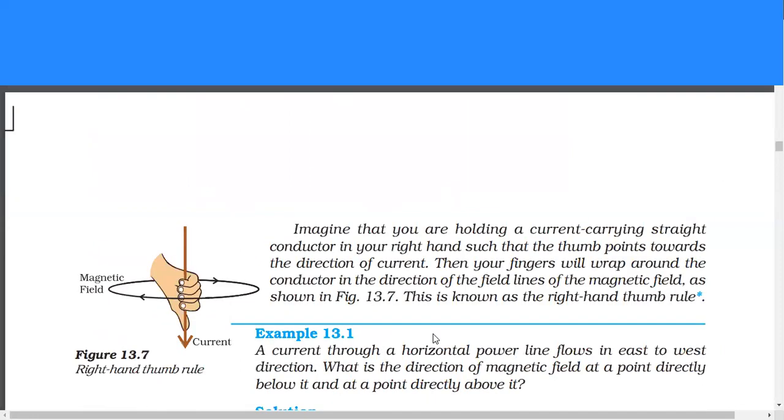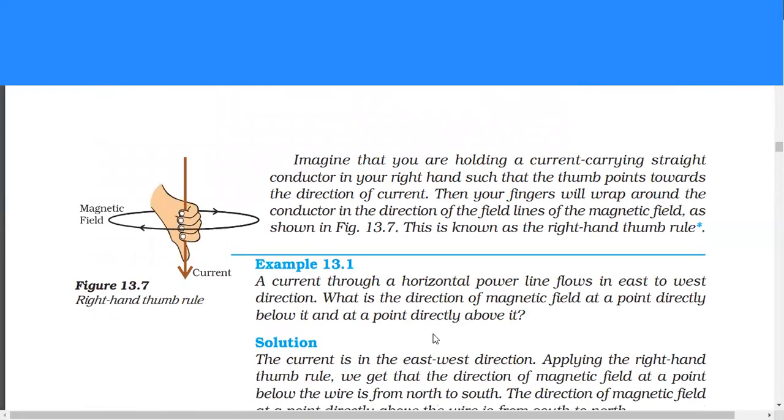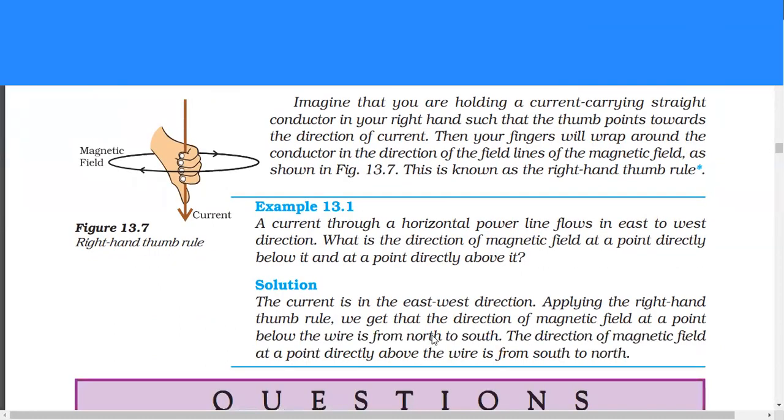imagine that you are holding a current carrying straight conductor in your right hand such that the thumb points towards the direction of current. Then your fingers will wrap around the conductor in the direction of the field lines of the magnetic field as shown in figure 13.7. This is known as the right hand thumb rule.